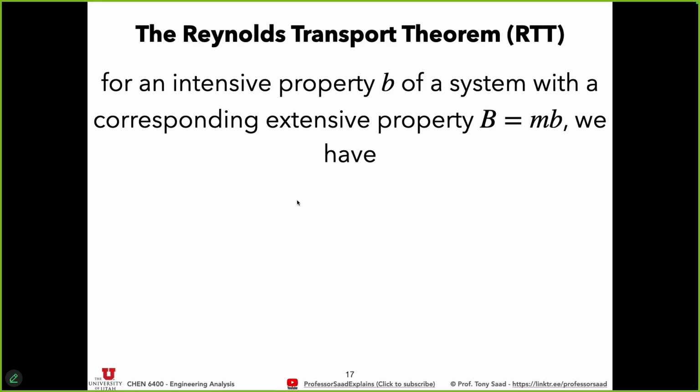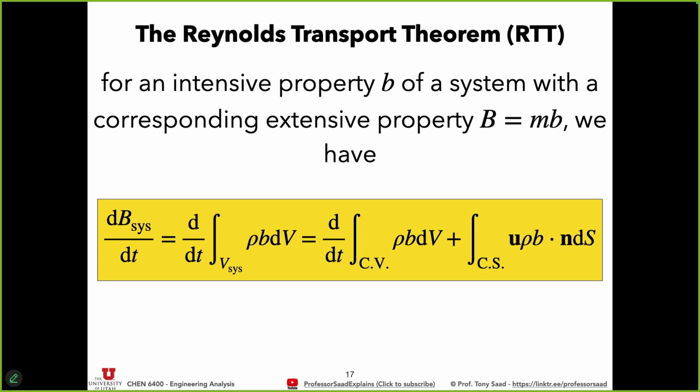Now the Reynolds Transport Theorem tells us the following. For an intensive property B, now I'm switching nomenclature. I'm not going to use phi for the theorem because that's how it's presented. They choose the letter B. For an intensive property B, so that's extensive per unit mass, of a system with a corresponding extensive property capital B equal to m times small b, we have the following. So that's the theorem. We're going to spend a minute on this, and I'm going to need my annotator here. Okay, annotation.